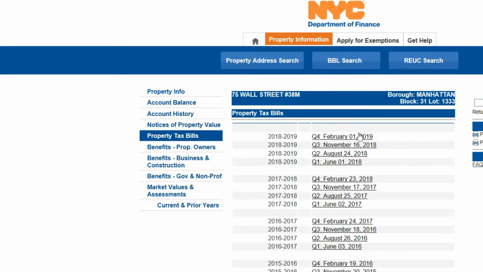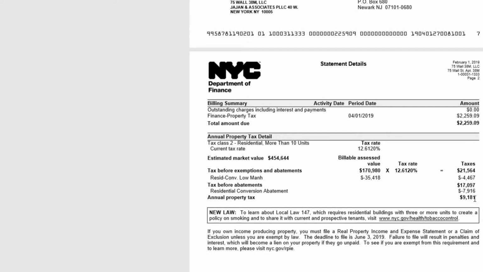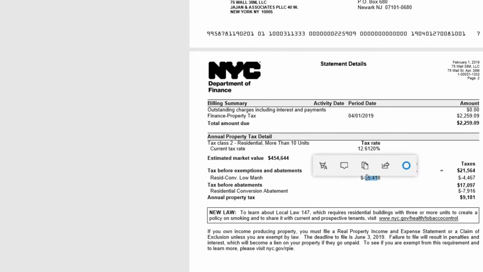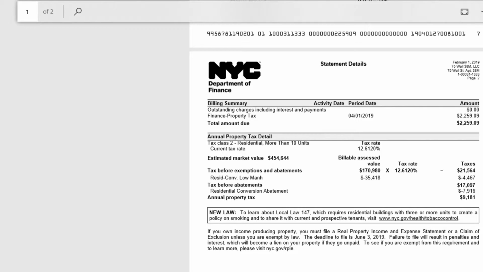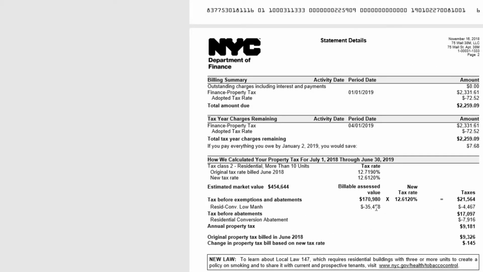For example, this is the latest one, and you'll see actually that these numbers will be the same for all 4 statements in the same fiscal year, right? So this is 9181. The abatement, this is the abatement, is 7916. And this is the reduction in the assessed value. So this is the exemption. So if you just compare it to another quarter in the same fiscal year, you'll see that it is the exact same number.